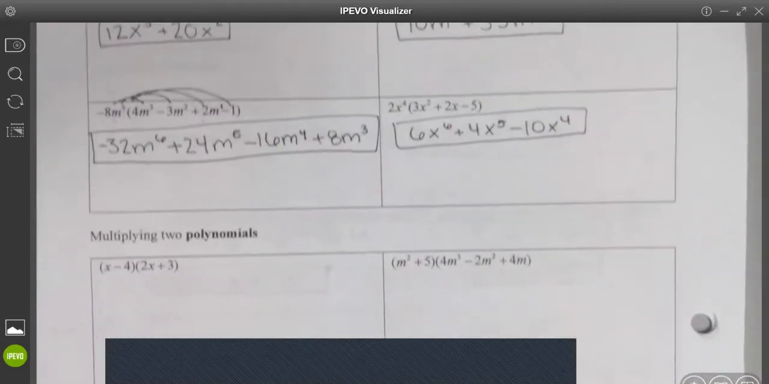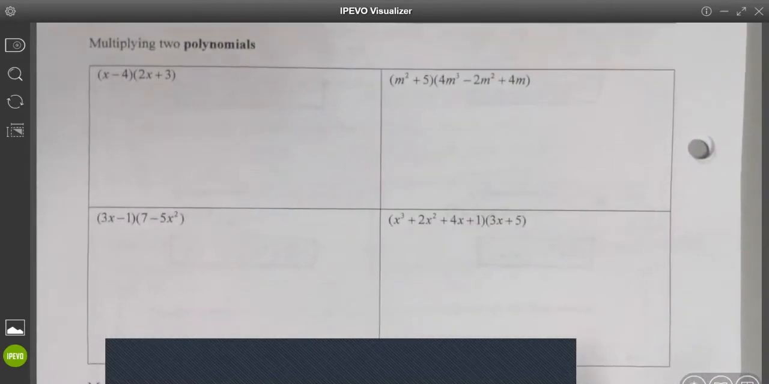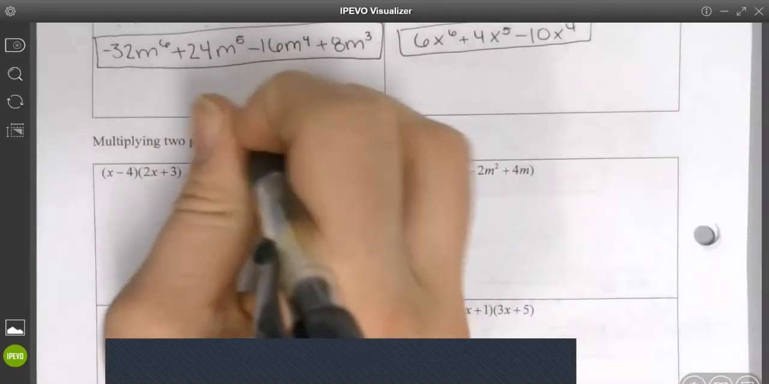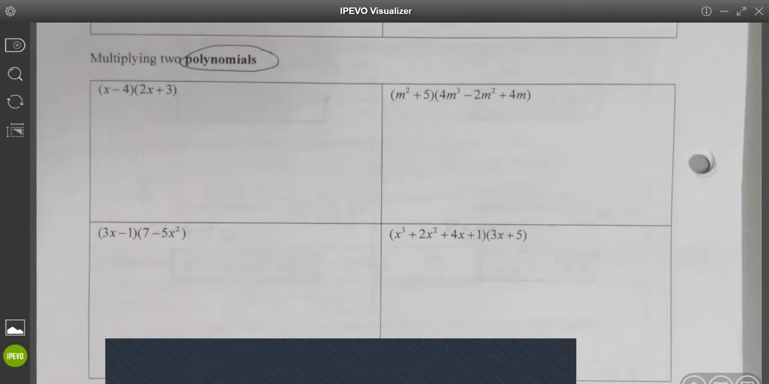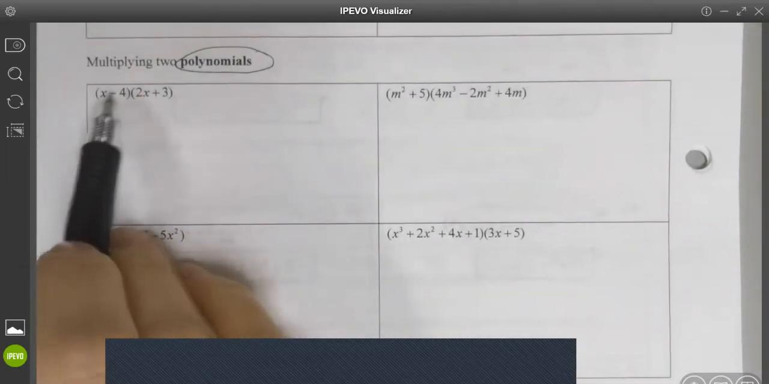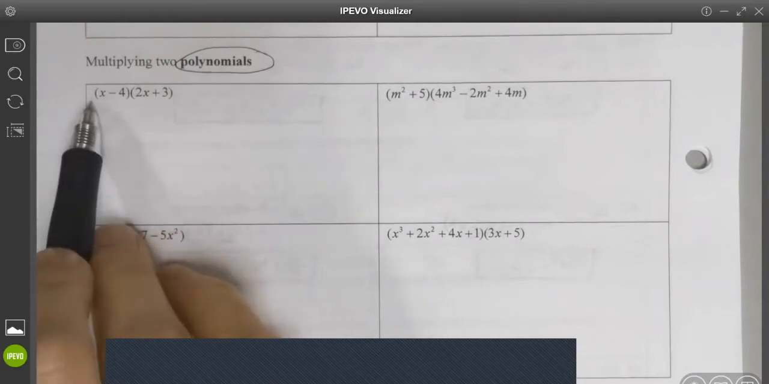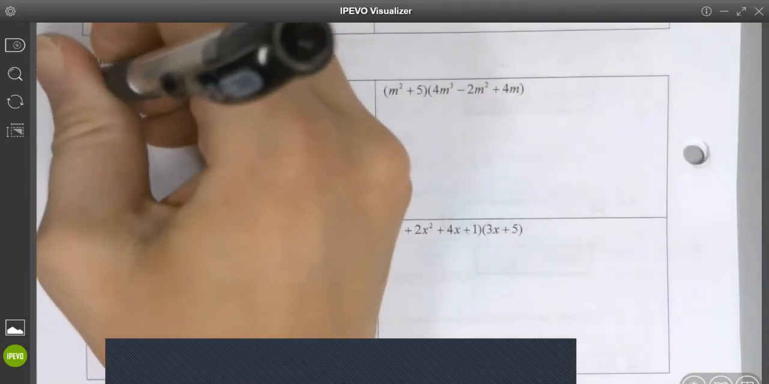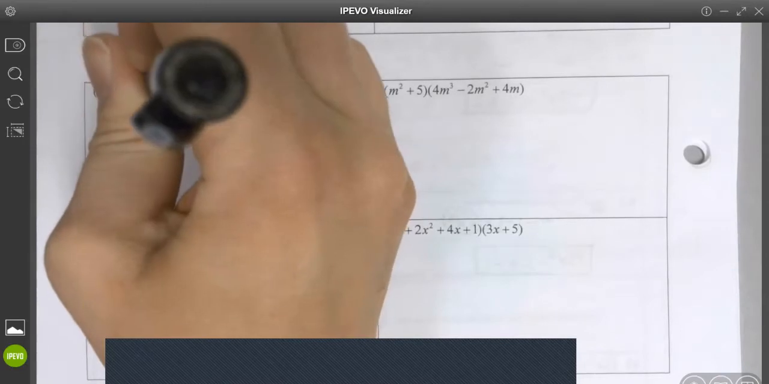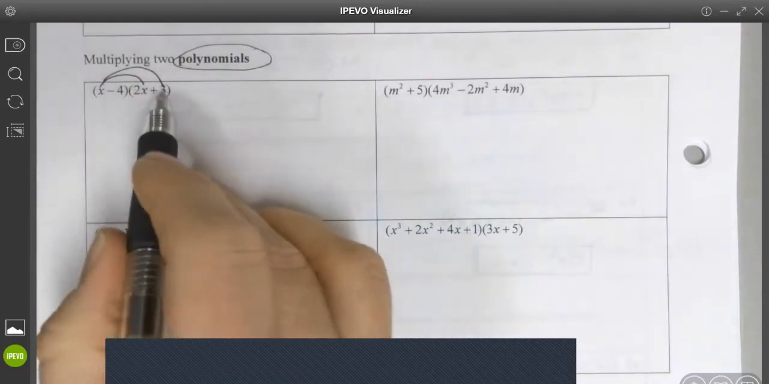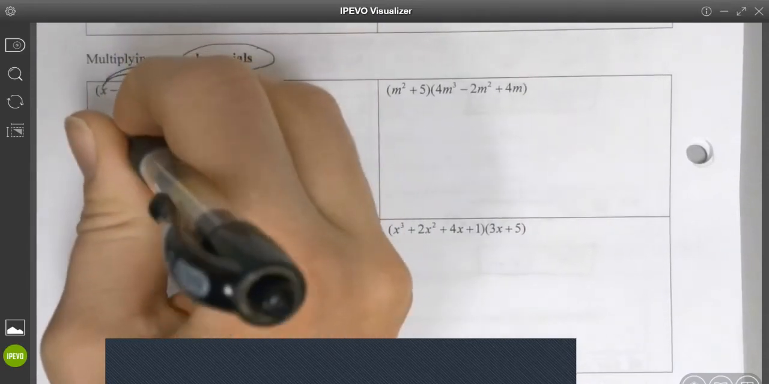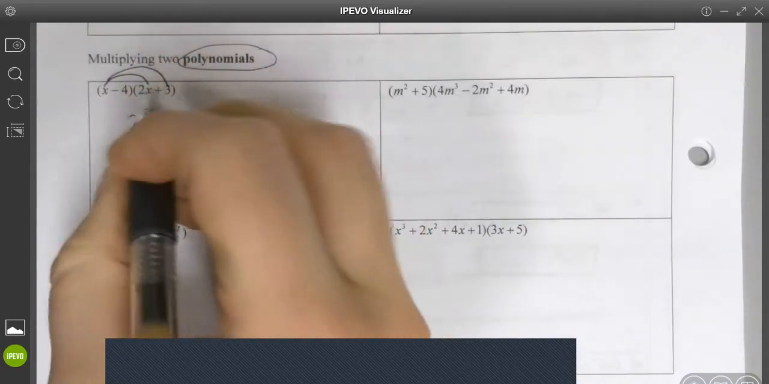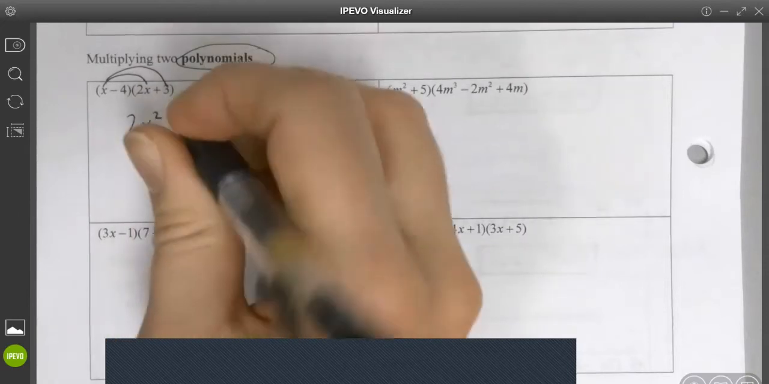Now, when we multiply two polynomials, so now getting away from just distributing a single term, okay, really, we're doing the exact same thing. It's just we need to distribute more than once. So here I have a binomial times a binomial. I'm going to start here. First, I'm going to distribute x through. I'm going to take x and I'm going to multiply it by the two terms in my second parentheses, which would give me 2x squared and 3x.